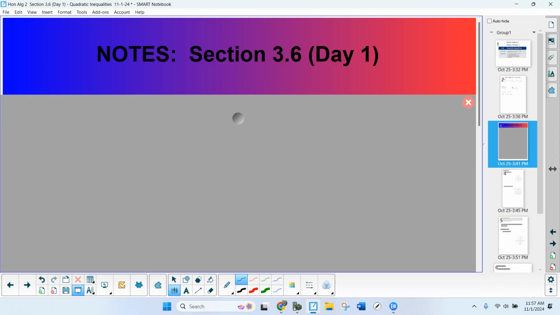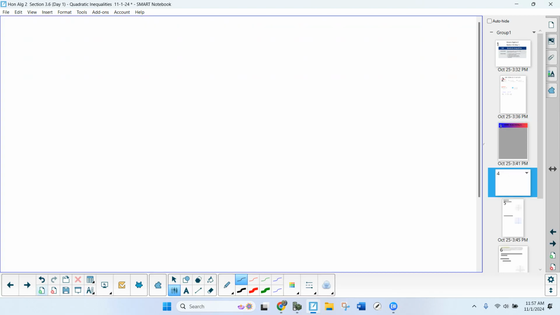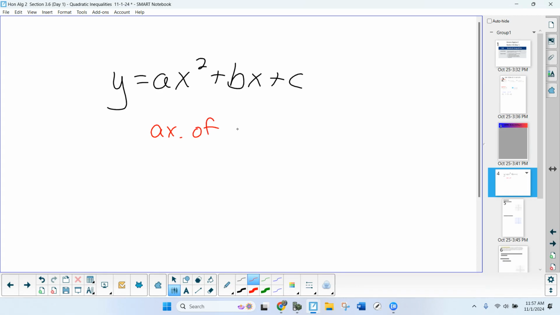quadratic inequalities. So tell me about a quadratic. What do you remember about graphing a quadratic? It's a U. If A is positive, it opens up. If A is negative, it opens down. Okay? If it's in the form y equals ax squared plus bx plus c, what is the axis of symmetry? What's the formula?